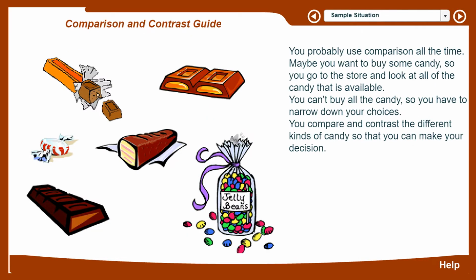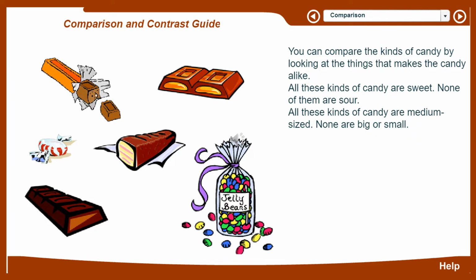We make comparisons all the time in real life. Maybe you want to buy some candy. You go to the store, you look at all the candy that's available, but you can't buy it all. So you have to narrow it down to your choices. So you compare and contrast the different kinds of candy. That helps you make your decision.